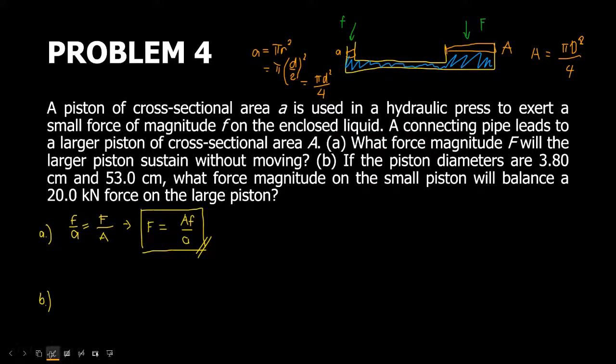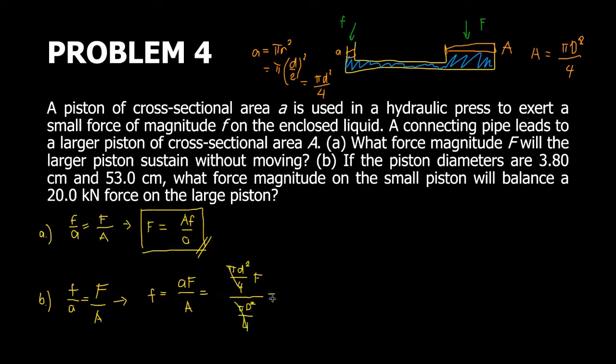So we'll just use again the Pascal's principle here. So again, small f over small a equal to big F over big A. We're finding the force on the small piston. So we're isolating small f, that's gonna be small a times big F over big A, which is equal to, ano yung nakuha natin dito? That is pi times small d quantity squared over 4 times big F over pi times big D quantity squared over 4. Pagka-cancel ang pi over 4, so that's gonna be small d squared times big F over big D squared. Ano yung small d natin?